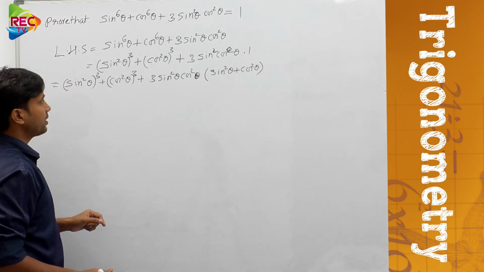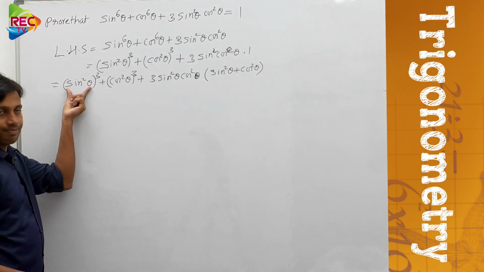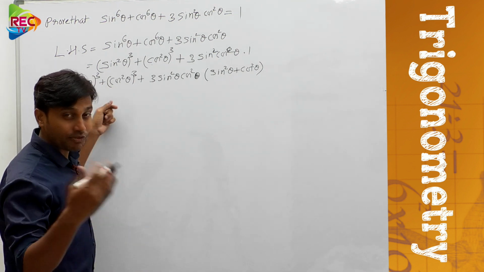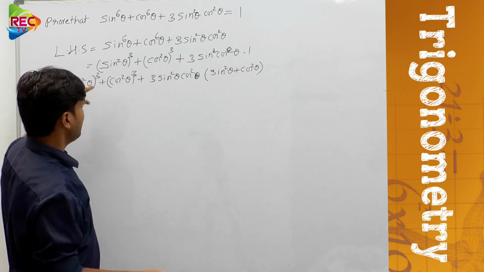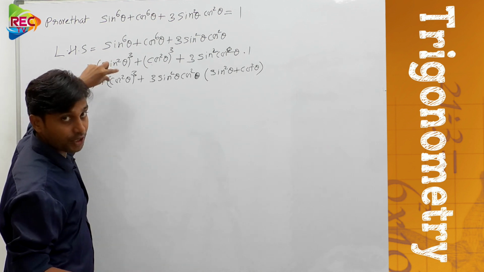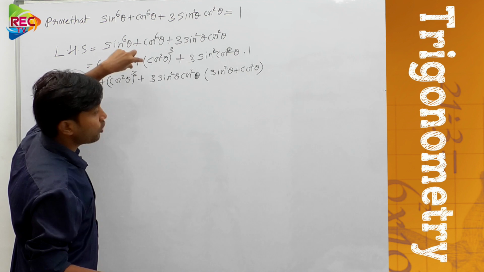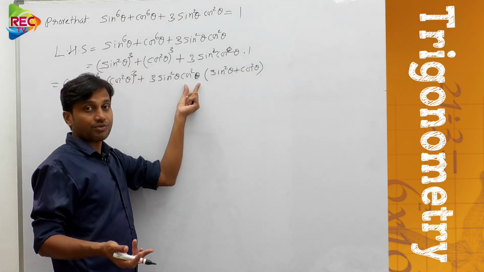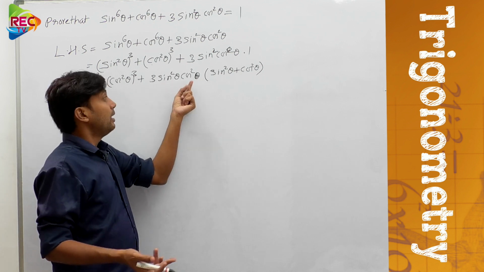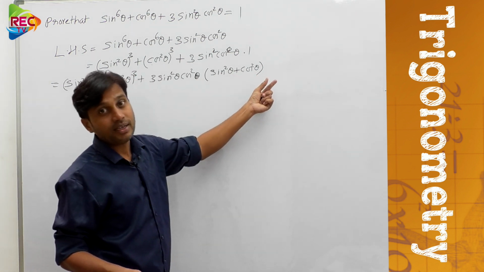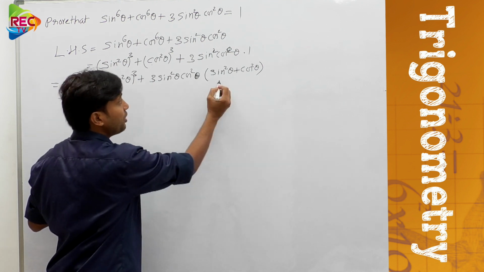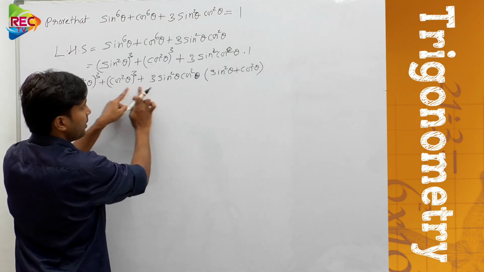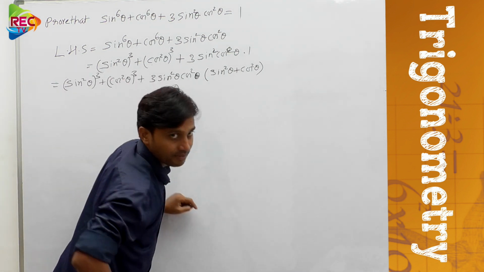Now if you carefully observe, sin square theta is a, cos square theta is considered as b. Then (sin square theta) whole cube is a cube, plus (cos square theta) whole cube, that is b cube, plus 3 into sin square theta and cos square theta, that is 3ab, into sin square theta plus cos square theta. That means this is 3ab into (a plus b). So it's a cube plus b cube plus 3ab into (a plus b).